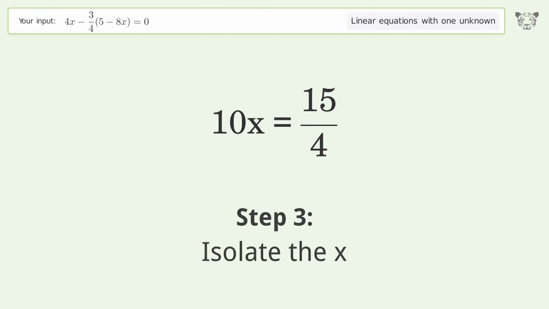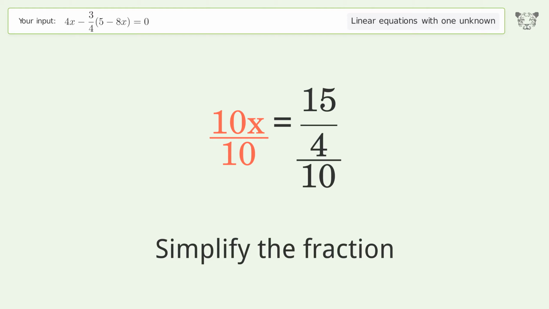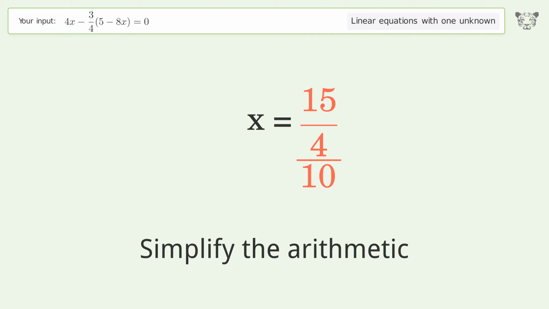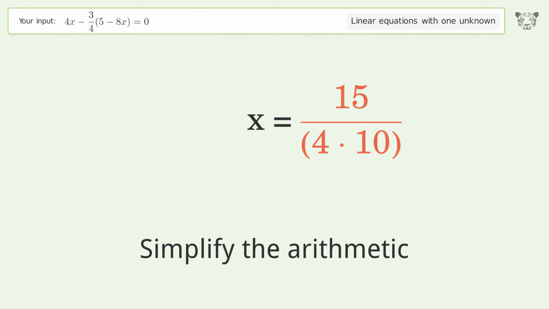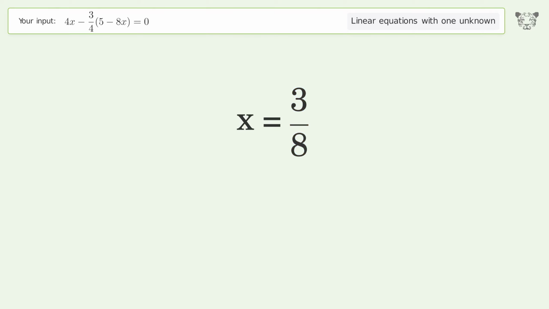Isolate the x. Divide both sides by 10. Simplify the fraction. Simplify the arithmetic. And so the final result is x equals 3/8.